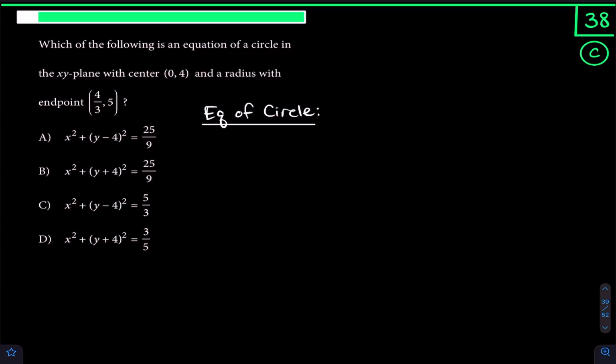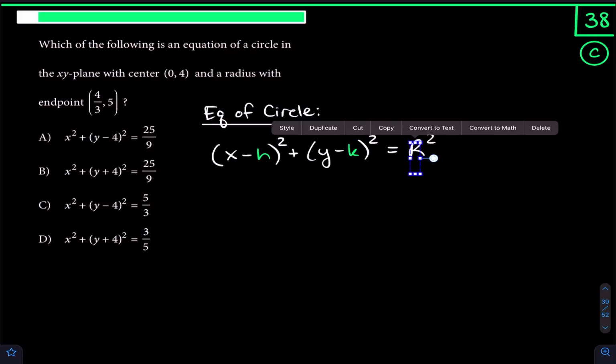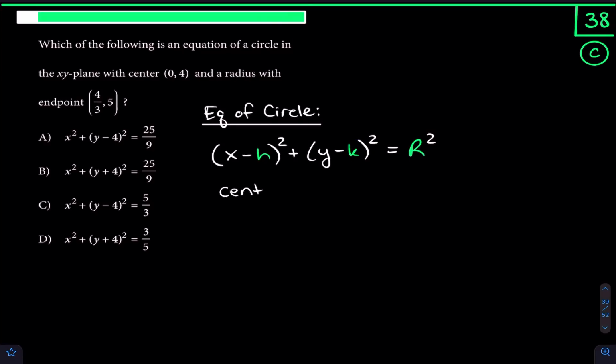The equation of a circle is (x minus h) squared plus (y minus k) squared is equal to r squared. The important pieces that we need to fill in here are this h, this k, and this r. The center of the circle is (h, k), and it has a radius of r. If you know that, the problem's really not that bad to figure out from here. We know what the center is.